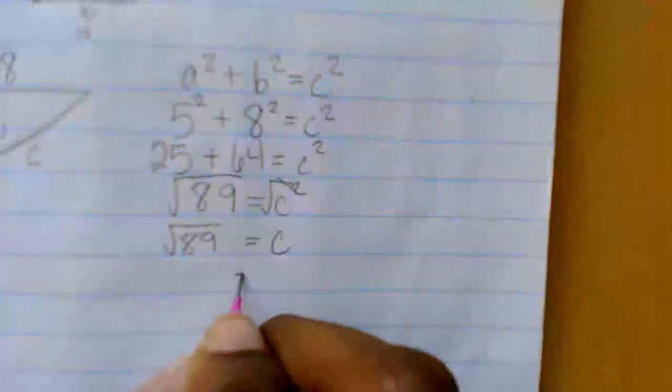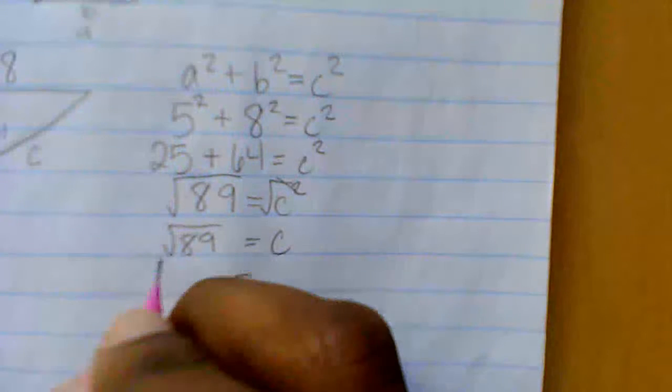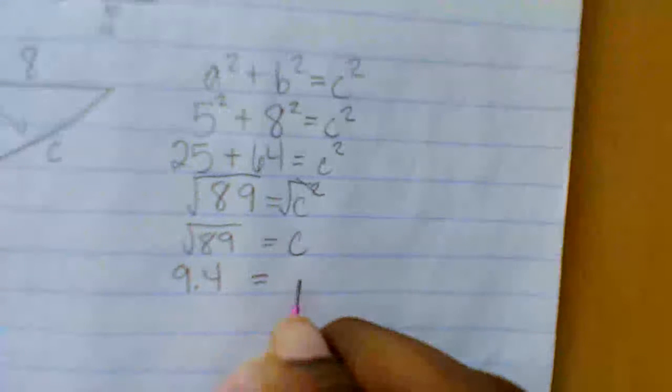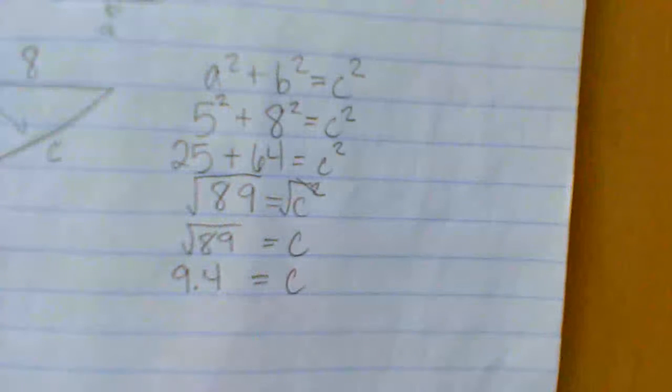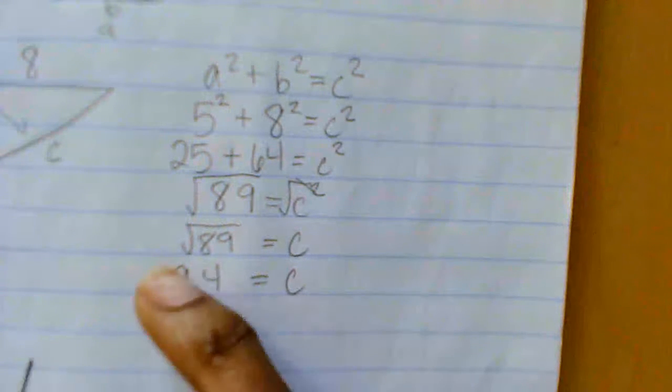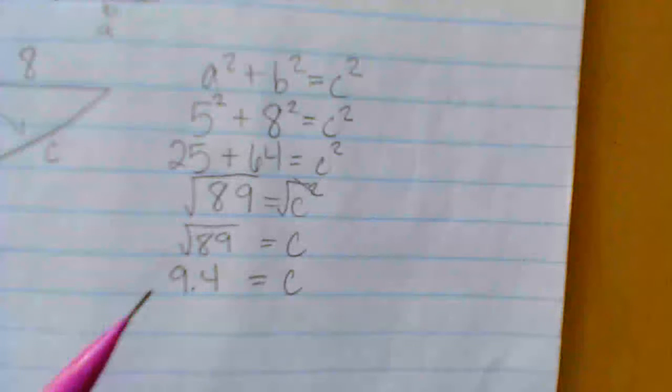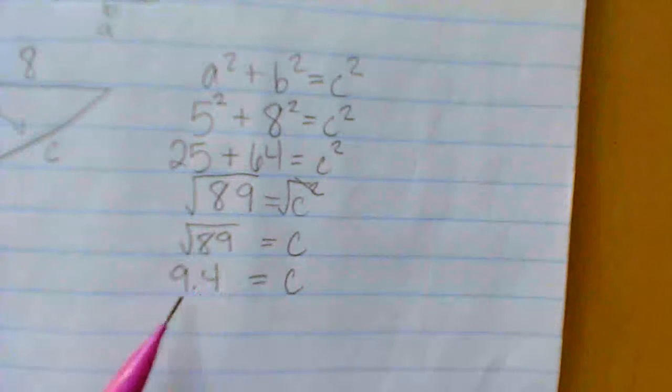And at this point is where you would pick up your calculator and you would type that in, the square root of 89, and you should get something close to 9.4. Now, when we do this, most of the time we're going to round to the nearest 10th place. So go ahead, check your calculations, make sure that that's what you got. If it's wrong, we'll have a talk about it later. Square root of 89 is 9.4.